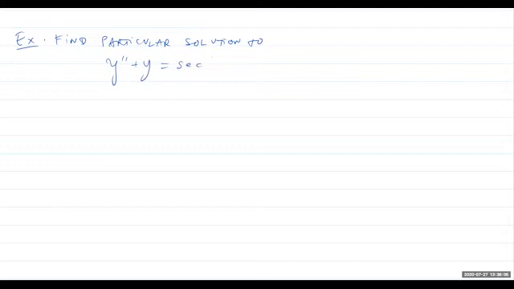Right, so let's look at an example. Find a particular solution to the equation y double prime plus y is equal to secant of t. In this equation you cannot use undetermined coefficients because the non-homogeneous side here is not of the type that works with undetermined coefficients.